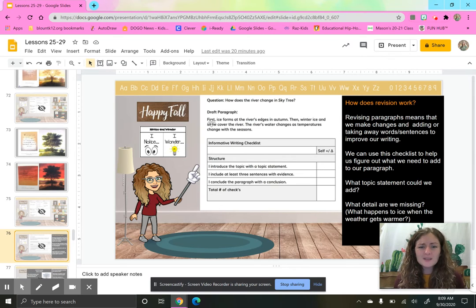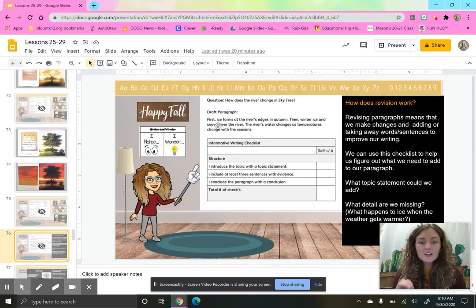I heard at the beginning, first and then. Would that be a topic statement or my evidence? It's my evidence, right? So my paragraph started with the first piece of evidence and the second piece of evidence. What am I missing at the very beginning? I'm missing my topic statement.